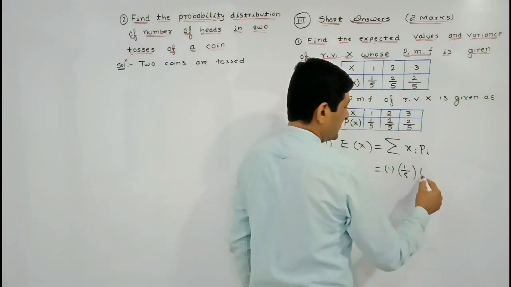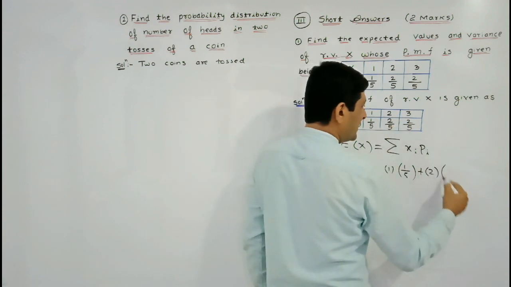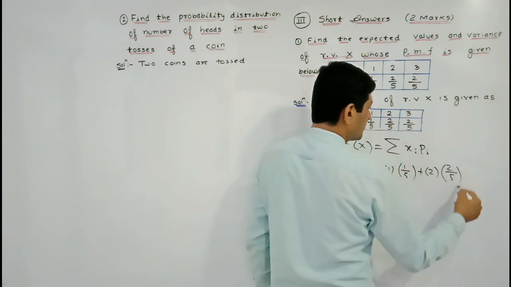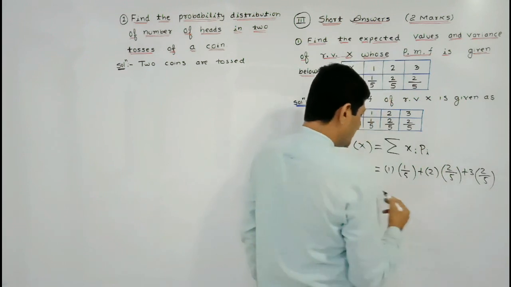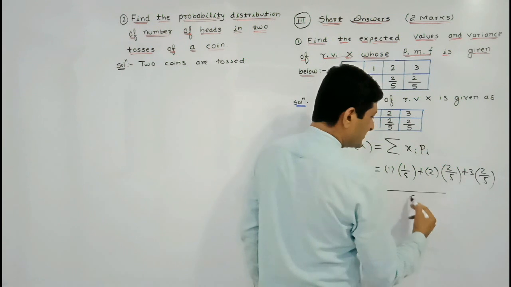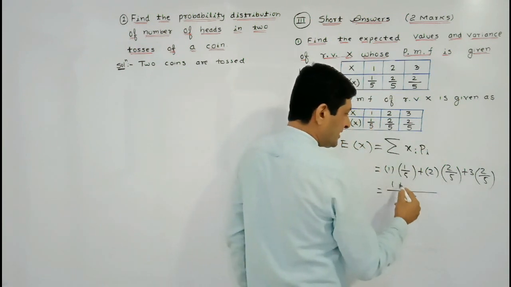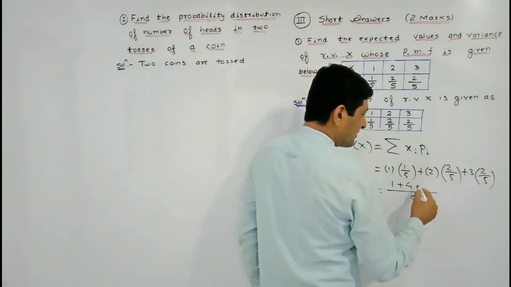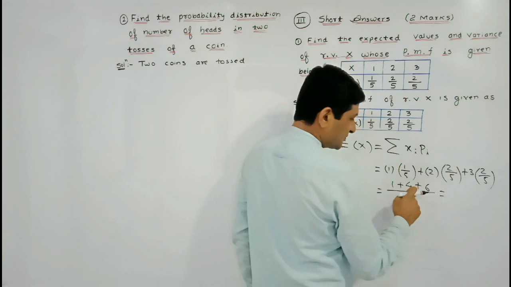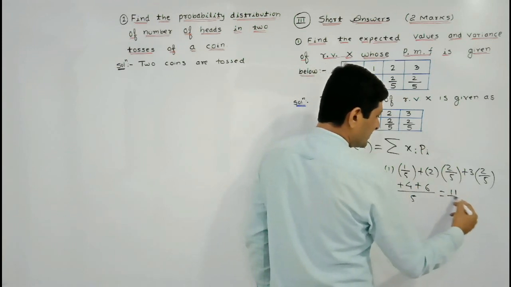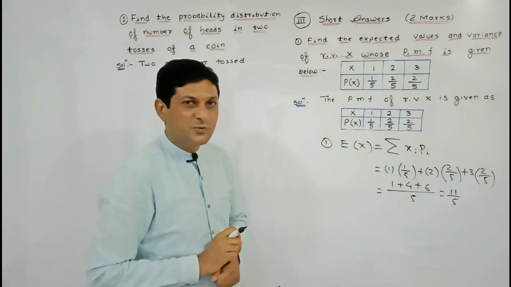In the second case, plus, summation means plus again the product of the value of the random variable and its probability, that means 2 into 2 by 5, and in the third case 3 into 2 by 5. So which is equal to, the denominator of all the terms are the same, so that's why we are taking the addition of the numerators. 1 into 1 is 1, plus 2 into 2 is 4, plus 3 into 2 is 6. So which is equal to 6 plus 4 is 10, 10 plus 1 is 11. So 11 upon 5 will be the first required value, E of x.